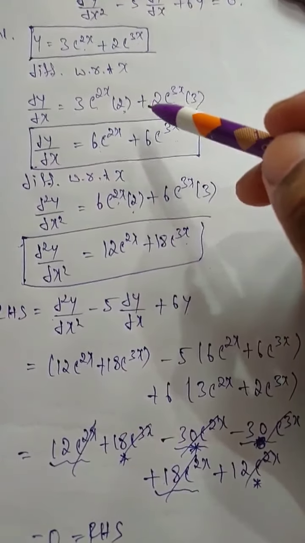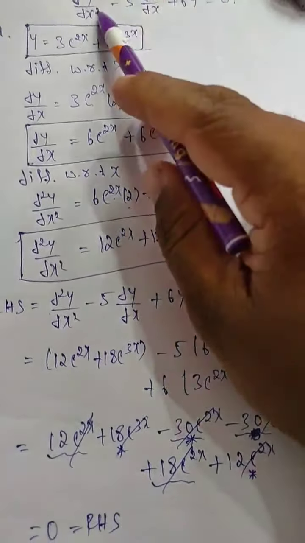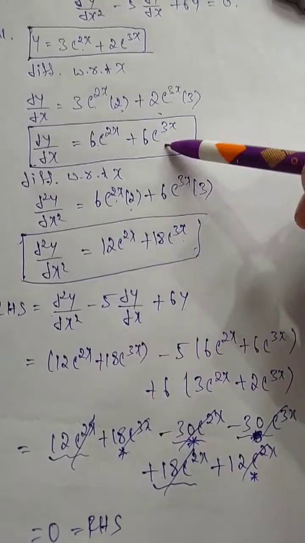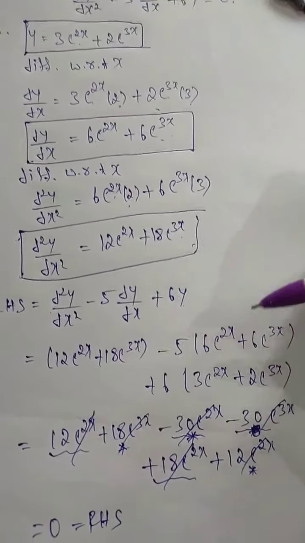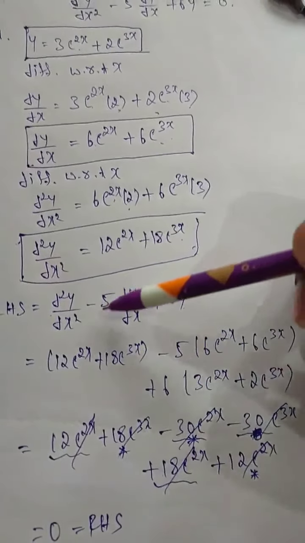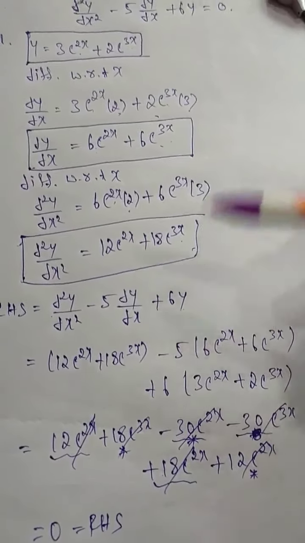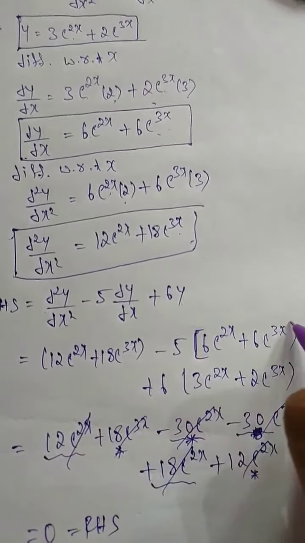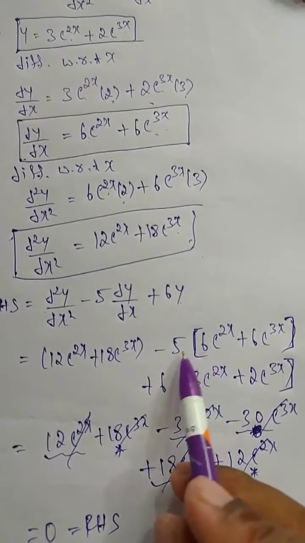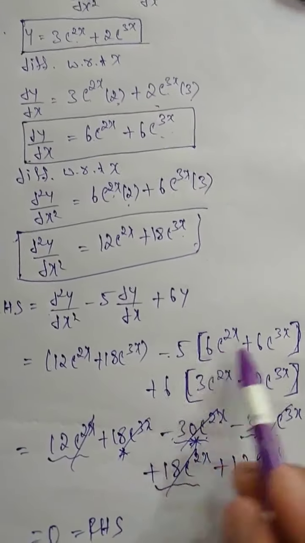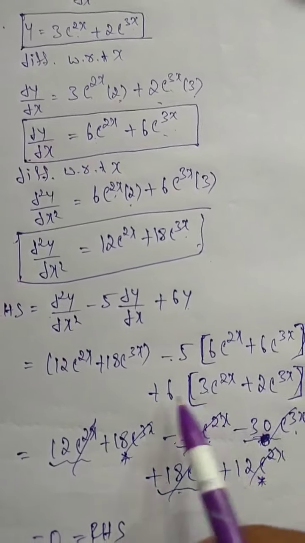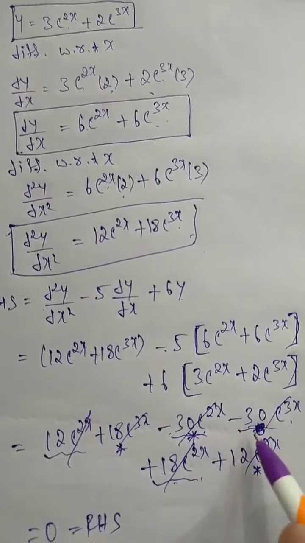Now take the left hand side. The left hand side is d square y by dx square minus 5 into dy by dx plus 6y. We are substituting d square y by dx square, dy by dx and y in the equation. Now we are simplifying. So you see here 12 e to the power of 2x plus 18 e to the power of 3x. Multiply the 5 inside the bracket: 5 sixes are 30, minus 30 e to the power of 2x, and 5 sixes are 30, minus 30 e to the power of 3x. 6 threes are 18 e to the power of 2x, 6 twos are 12 e to the power of 3x.